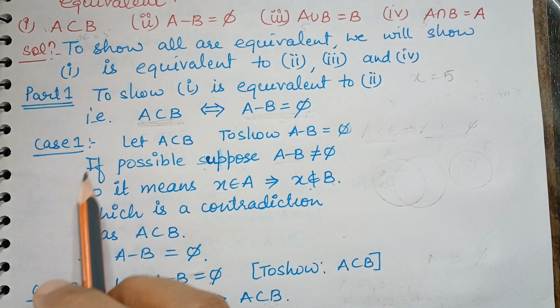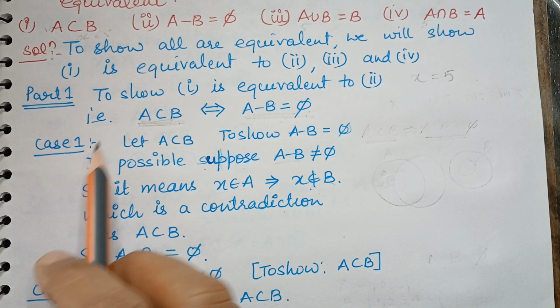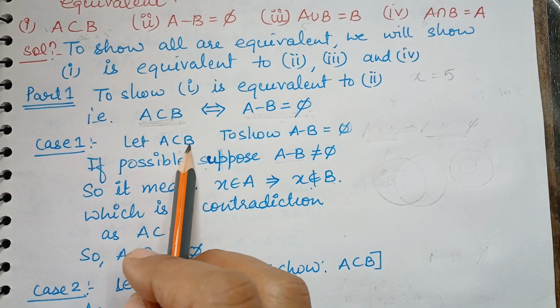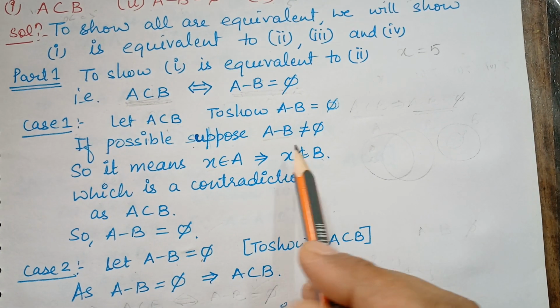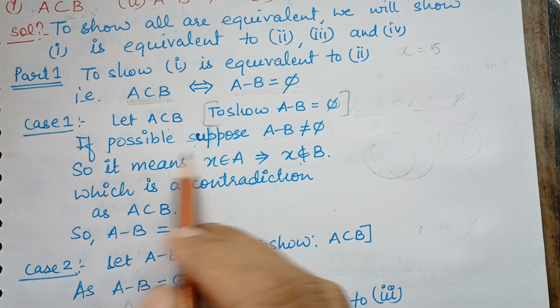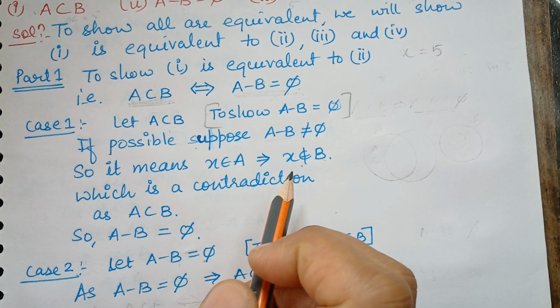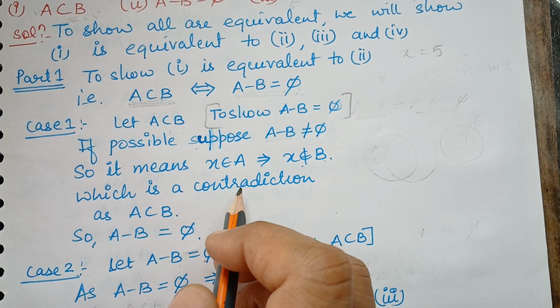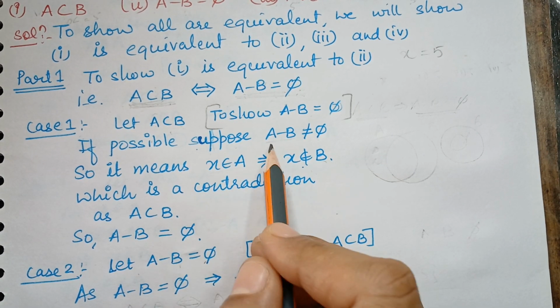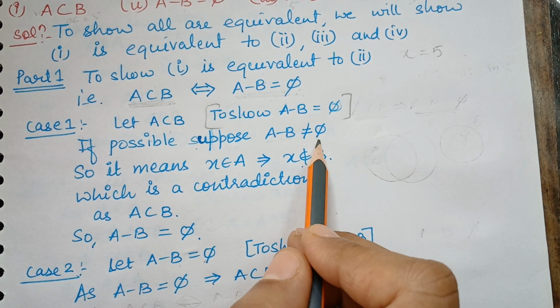Now, in this part, we have case 1. Case 1 is I will start from here and I will get this. I have started from A contained in B. Now, what I have to show? I have to show that A minus B is equal to 5. Now, if possible, suppose A minus B is not equal to 5. This part can be proved with the help of contradiction like this.